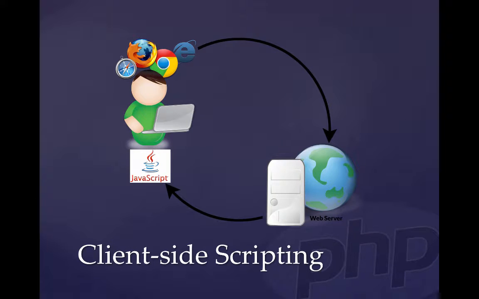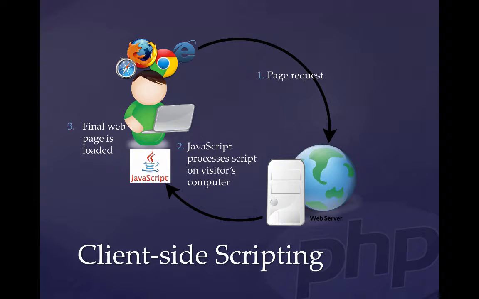So here's a brief little model that's going to demonstrate how client-side scripting works. The first thing is, as a user sitting at the computer, you're sending a page request off to the HTTP or web server. Once it's there, it sends back the information, and if there happens to be any JavaScript on it, JavaScript processes the script locally on the user's computer, and therefore then the final web page is loaded. So you can see there's not a whole lot to this, and the majority of the work is actually being done right at the user's computer.